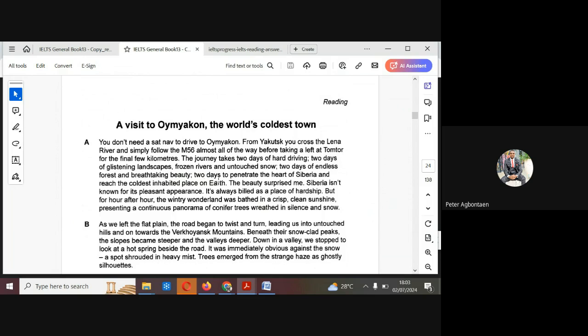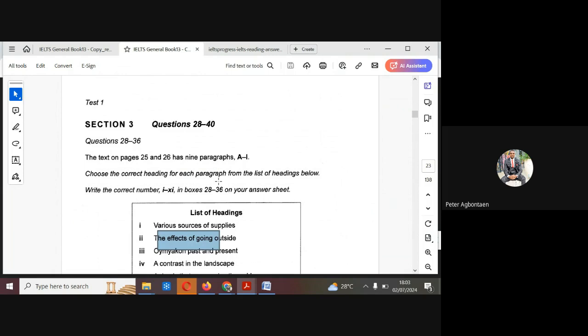What you do is this: since each of these headings will likely capture the main idea of each of these paragraphs, just ask yourself the simple question, and that question is, the paragraph that this heading will be the answer to, what would that paragraph be talking about? So you have a heading here, for example, that says various sources of supplies. So what would that paragraph be talking about? You have another one here that says effect of going outside. So what would that paragraph that this heading is the answer to be talking about?